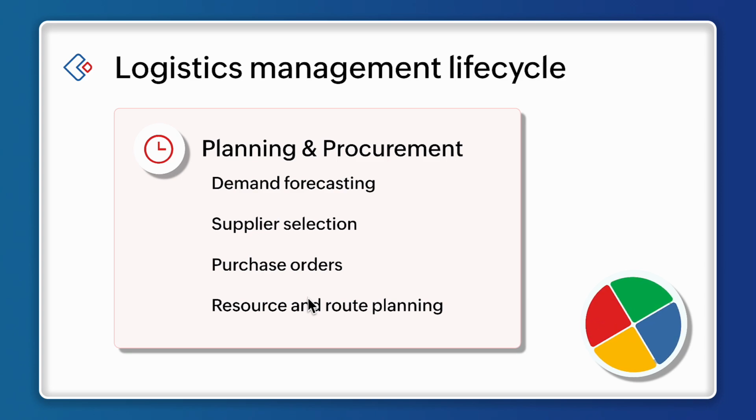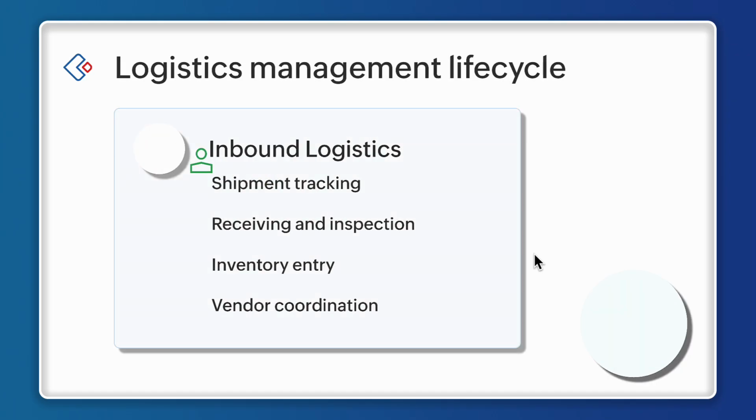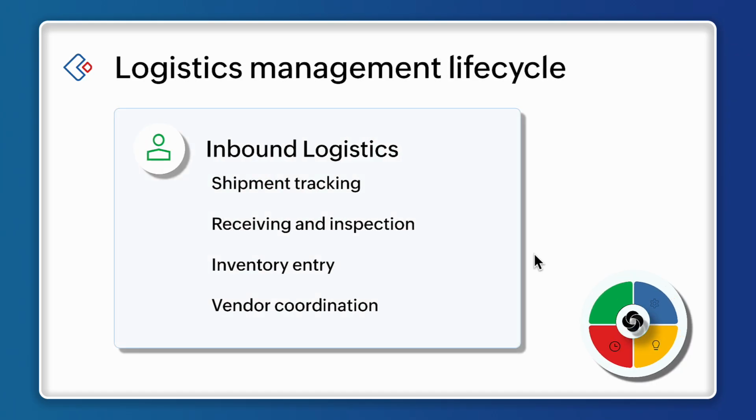Talking about planning and procurement, as I mentioned, this is the first and foundational stage of the logistic management life cycle. It focuses on aligning the supply with demand through strategic decision making. The processes involved in planning and procurement are demand forecasting, supplier selection, purchase order, and resource and route planning. The next stage is inbound logistics. Inbound logistics refers to the process of managing and overseeing the incoming flow of goods, raw materials or supplies into a business.